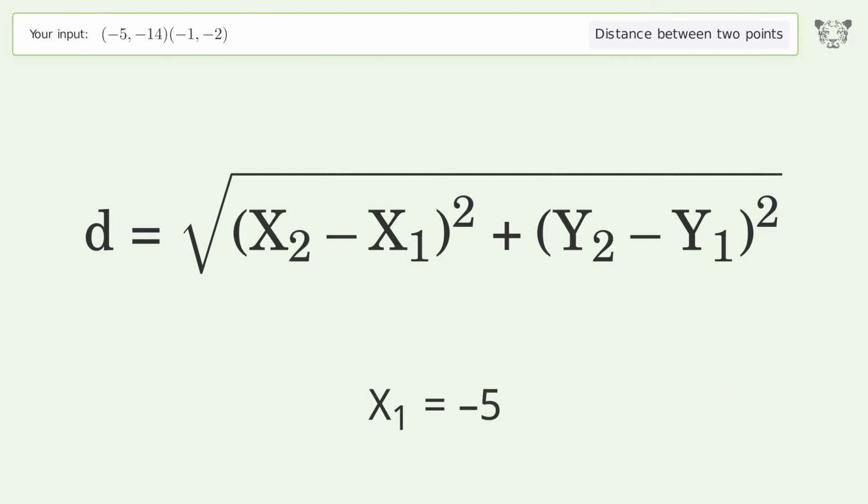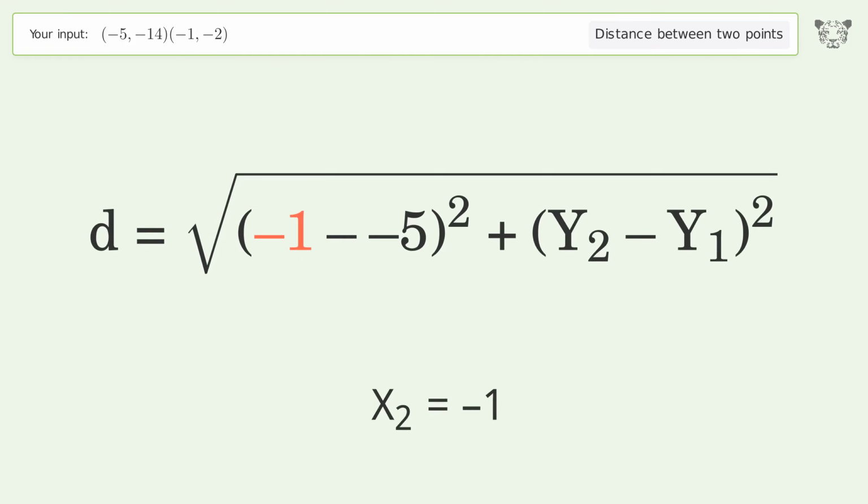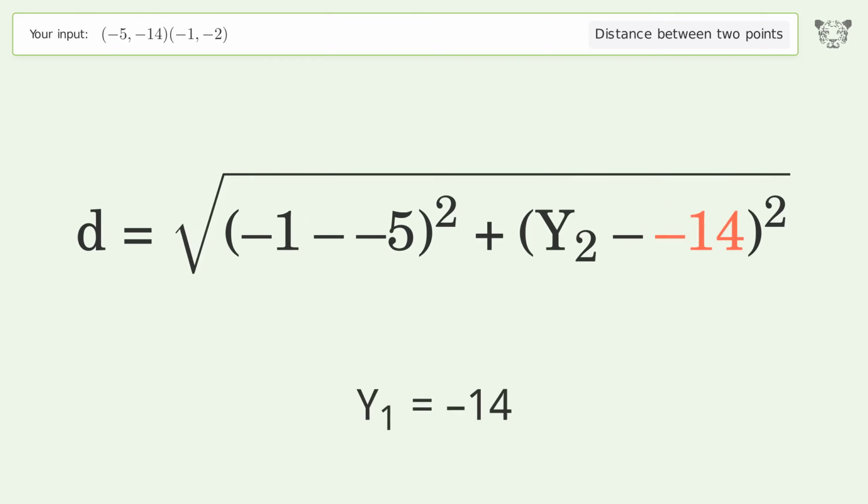x1 equals -5. x2 equals -1. y1 equals -14. y2 equals -2.